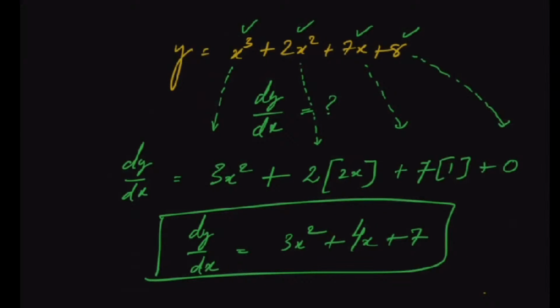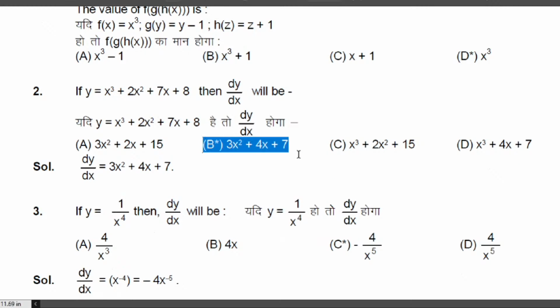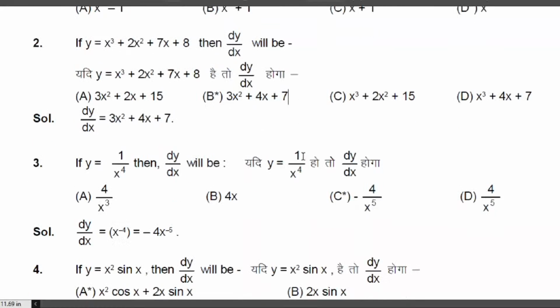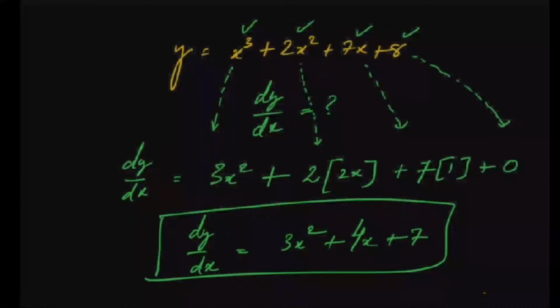Let's check in the PDF. We got 3x squared plus 4x plus 7. Where do you see that option in the second question? It's option B, and that is what is given: 3x squared plus 4x plus 7. Clear? Okay. Next, let's come to question number 3.